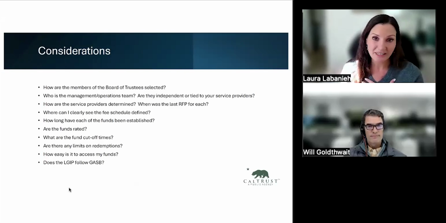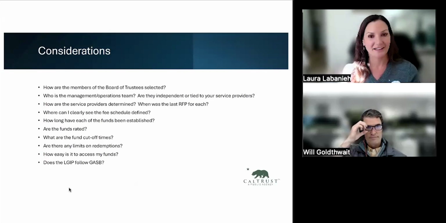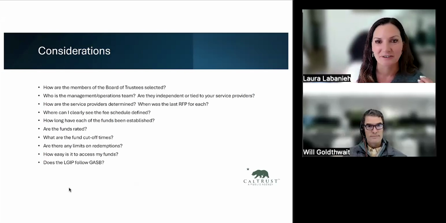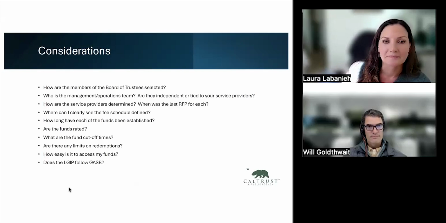You don't have to be a shareholder with CalTrust to take advantage of what we put out there and what we're saying. And so I think that's another key piece is, how transparent is an organization? I think that's something you really want to make sure you're looking for.